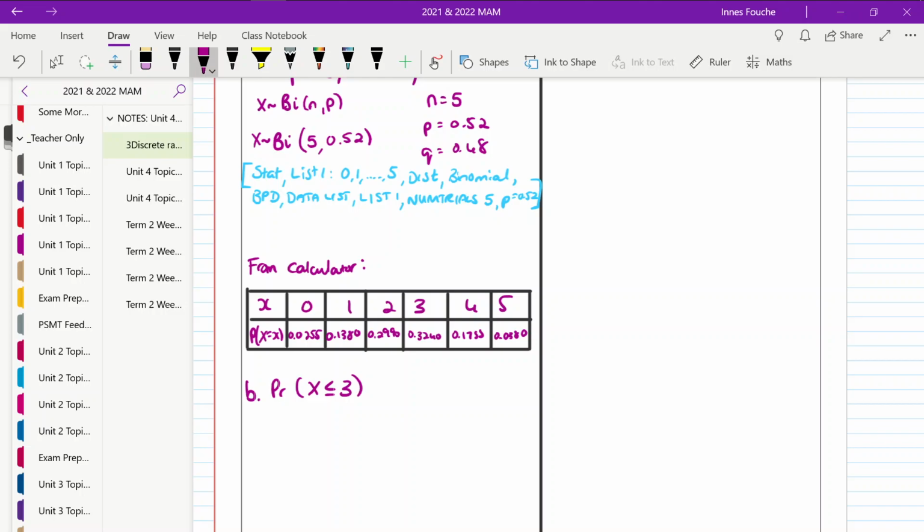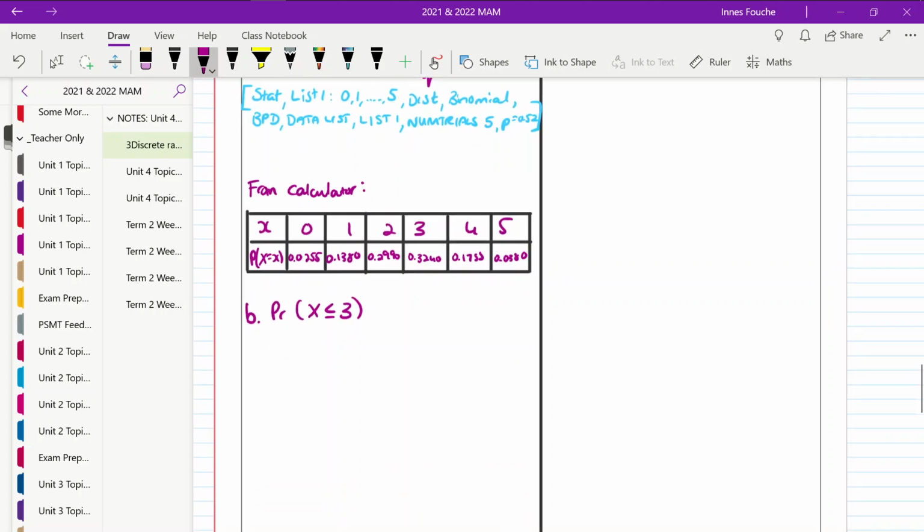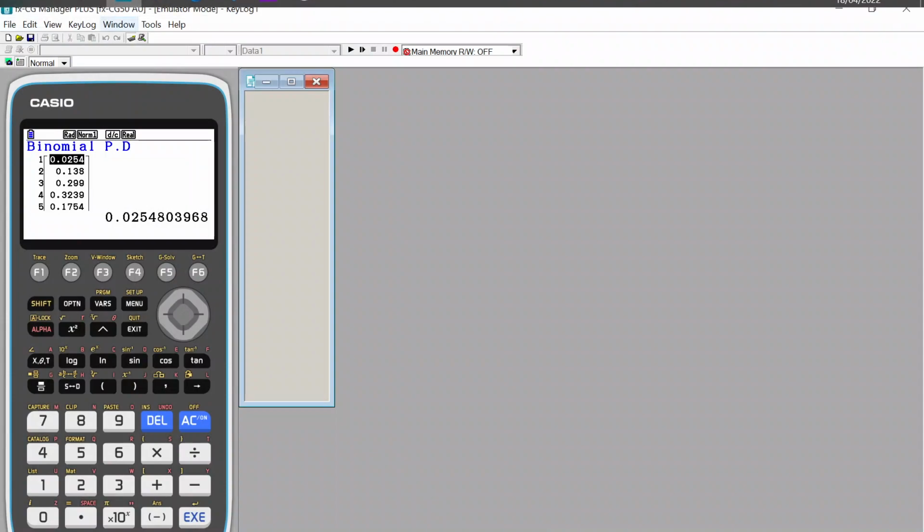3 people or fewer. Okay, and for that we're going to be using BCD. Now the BCD instead of the BPD actually gives you a cumulative distribution. So it sums all of the probabilities for you. It finds the probability of X equaling 0 plus the probability of X equal 1 plus 2 plus 3. Okay, so let's have a look at that on our calculator.